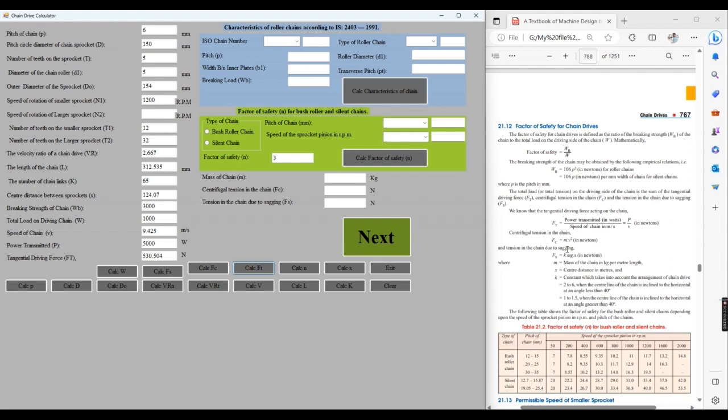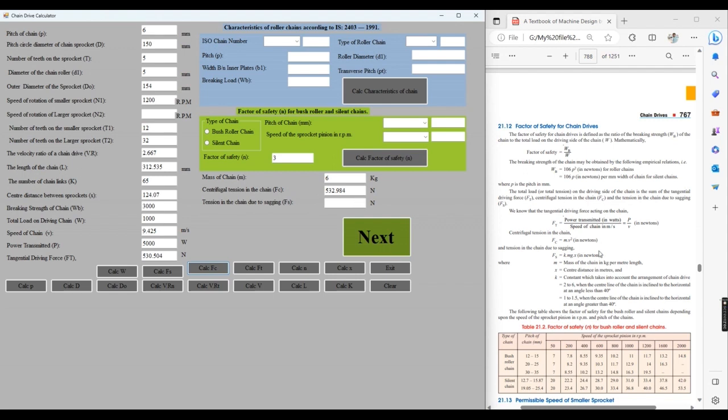Also, the centrifugal tension in the chain can be calculated as M V squared. M means the mass of the chain in kilogram per meter length, and V is the speed of the chain. Now we can enter the values here. Mass of chain per unit length, let us enter 6 kilogram per meter. It is an assumption, so let's input 6 kilogram per meter length, and the speed becomes 9.45. Then calculate FC. Then the centrifugal tension in the chain, FC, becomes this value.